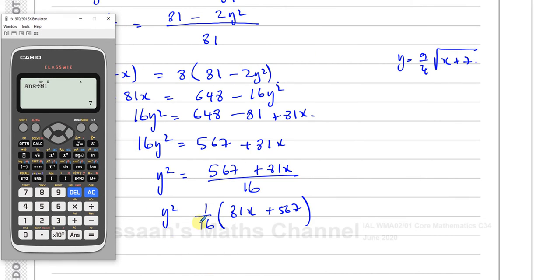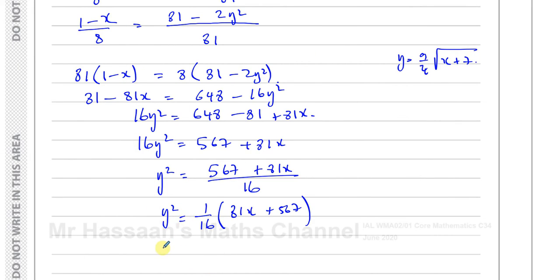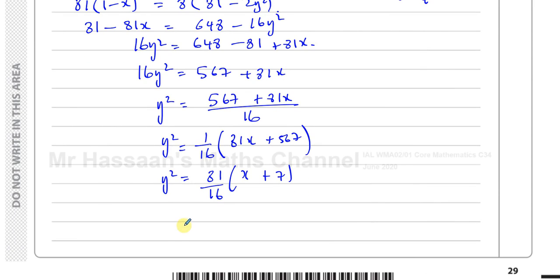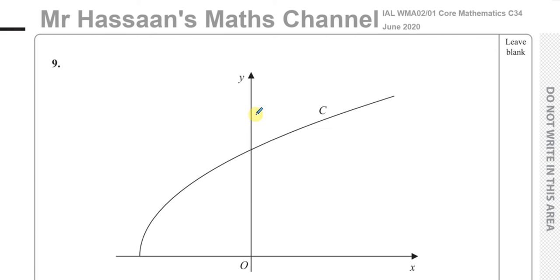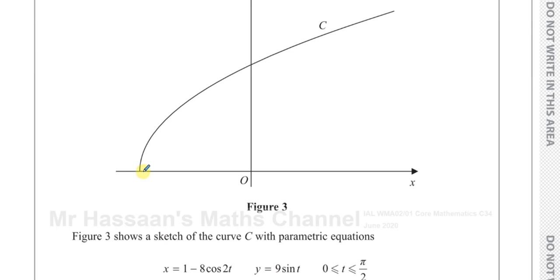Good. So if I take 81, y squared is equal to 81 over 16 times x plus 7. And therefore, we can find what y is. We can find the square root of both sides. That gives you 9 over 4 times the square root of x plus 7. And as we can see from the graph, we're only considering the positive values of y, because the graph starts from here.